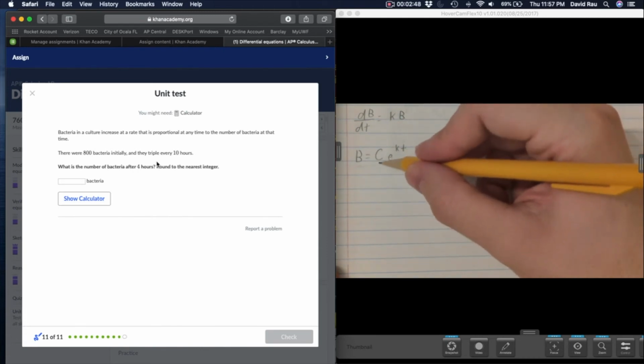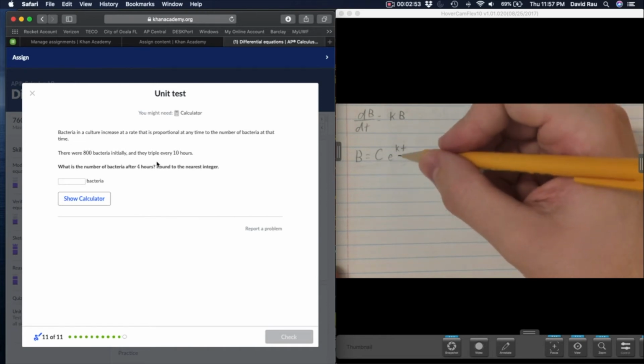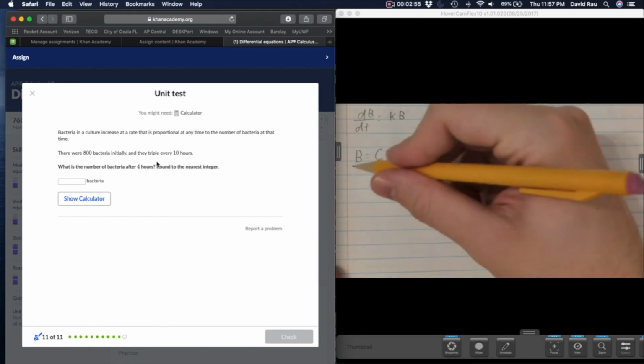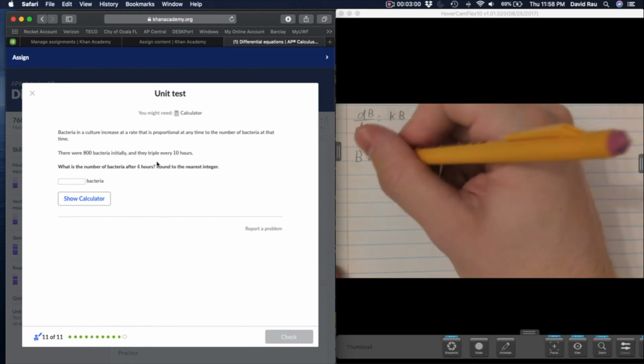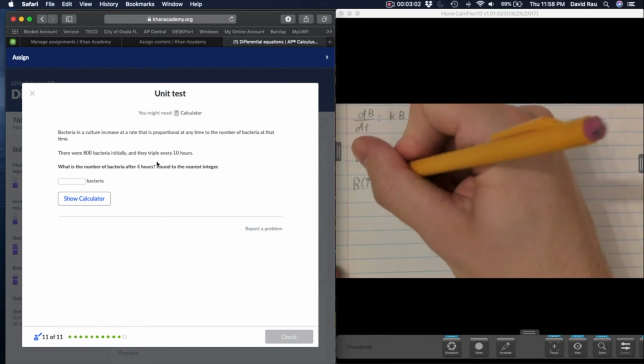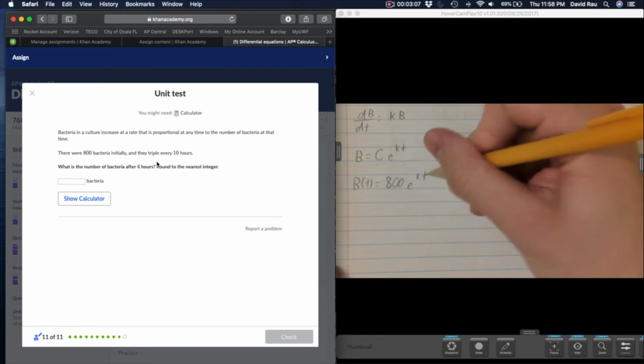Now initially, when it says 800 bacteria initially, what that means is that when t is 0, the number of bacteria is 800, which, long story short, similar to the last example, means c is 800. So now we know that the number of bacteria for any time is given by 800 e to the k t.